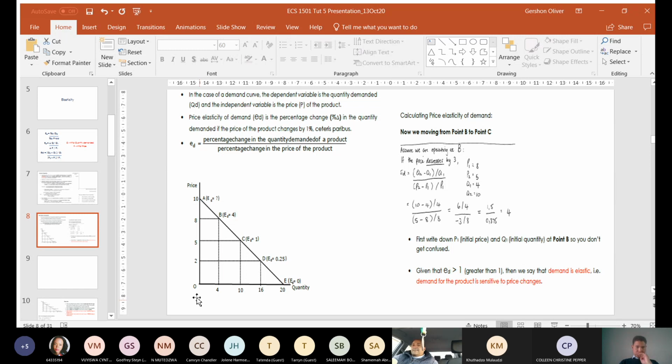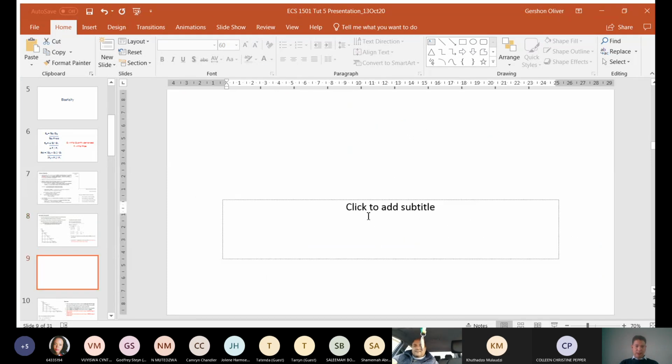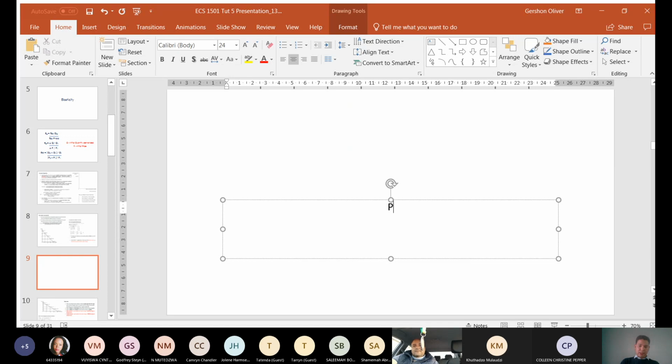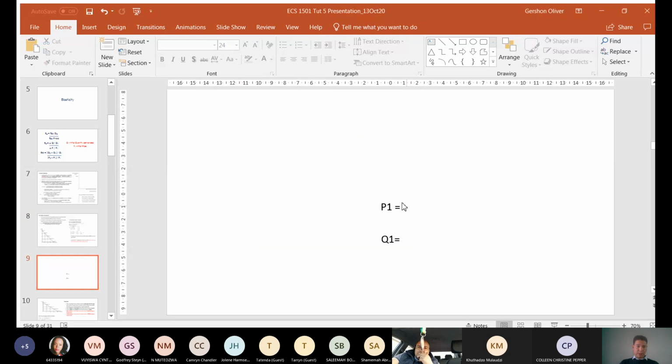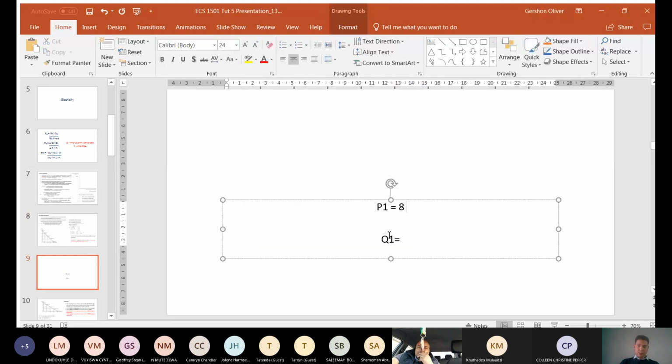Okay. So now what they're saying to me is we are moving from point B to point C. I need to calculate the price elasticity of demand. So the first thing that I'm going to do is put in my P1 and my Q1. I'm not going to put it in subscripts. I know my price: my price is 8 Rand and my quantity demanded at B is 4. So I'm going to say 8 and 4. That's how I start off.